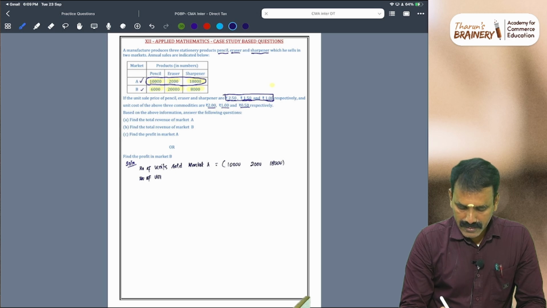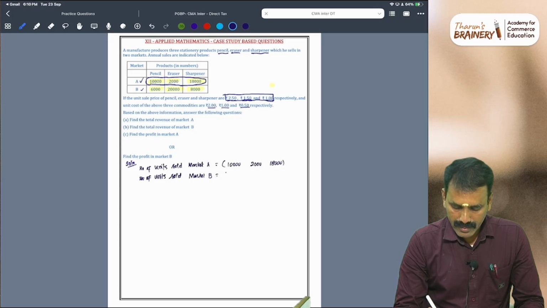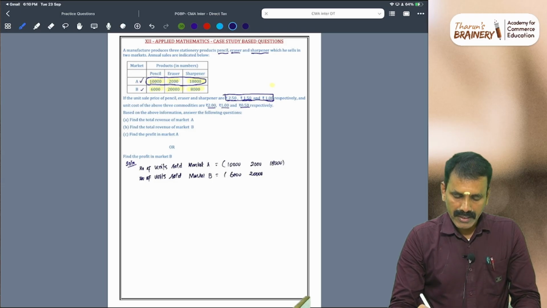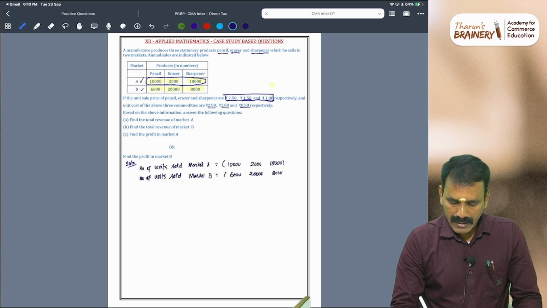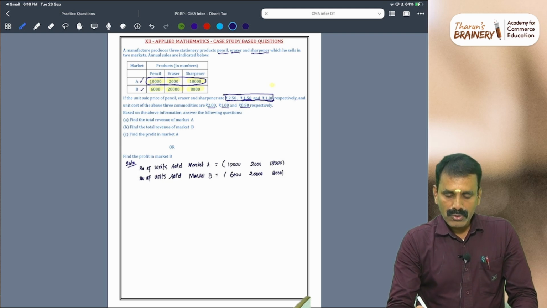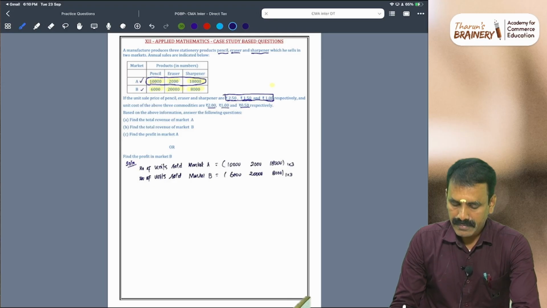And the number of units sold in market B is the second row of the table. What is that? 6,000 for pencil, 20,000 for eraser, and 8,000 for sharpener. So, this is going to be a row matrix which contains 1 row and 3 columns. So, the order of this matrix is going to be 1 by 3, and here it is again 1 by 3. Okay.